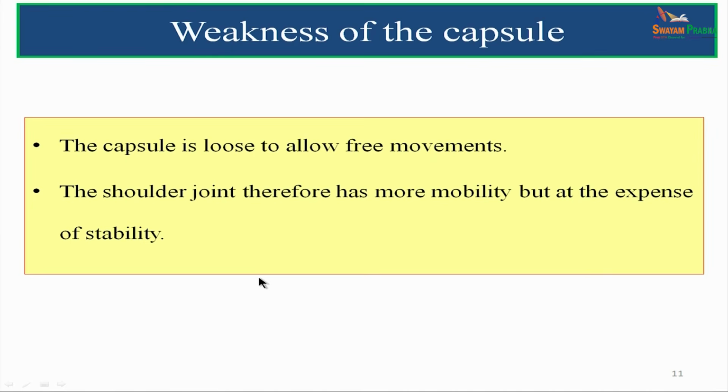Weakness of the capsule. Having said so much about the capsule, it does not offer really a very strong support to the joint because it is loosely attached, for the reason that it has to allow free movements of the joint. Whenever free movements are made possible, the stability is lost. So the shoulder joint therefore has more mobility but at the expense of stability.